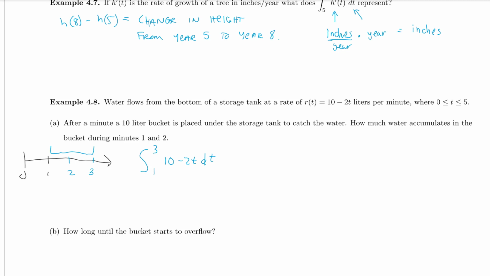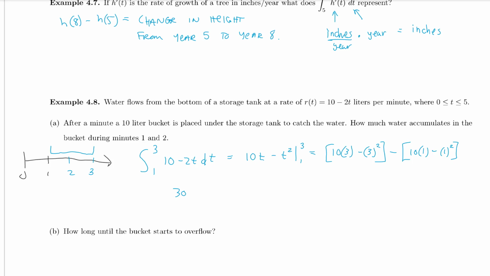And now we can use the fundamental theorem of calculus to find the value of that integral. So when we find this integral, we're going to take the antiderivative of the 10, which is 10t. The antiderivative of 2t is t squared. We're going to evaluate this from 1 to 3, which means that we're going to plug in the 3 for every place that we see the t, and then we're going to plug in the 1 for every place that we see the t, and we're going to go ahead and subtract those two calculations to find our total volume accumulation from minute 1 to minute 3, which is the first minute and the second minute.